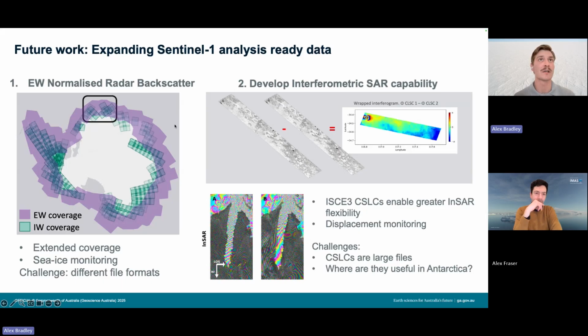Just touching on future work. This has all been relative to the IW mode. But as we've talked about, the EW mode is very important to Antarctica as well. So that'll be our next port of call. And then beyond that, looking into InSAR capabilities. So at the bottom here, again, we can see the Erebus ice tongue, and you can understand how combining backscatter with InSAR could lead to some really cool insights. So this is essentially where we're looking to the future.